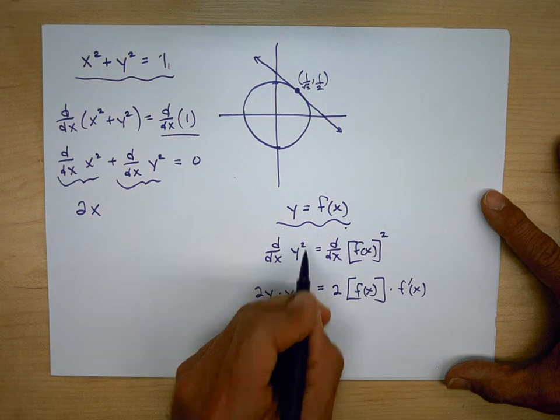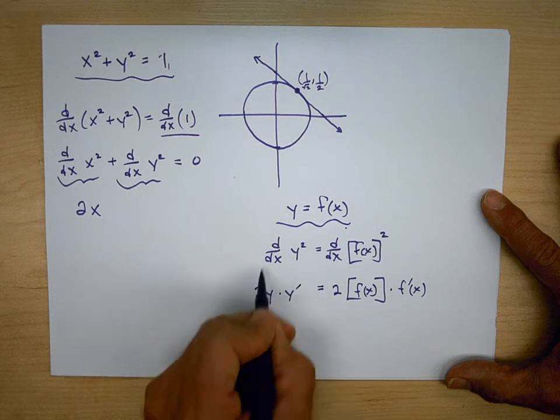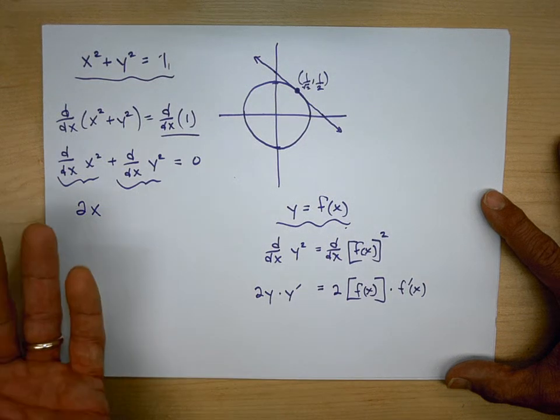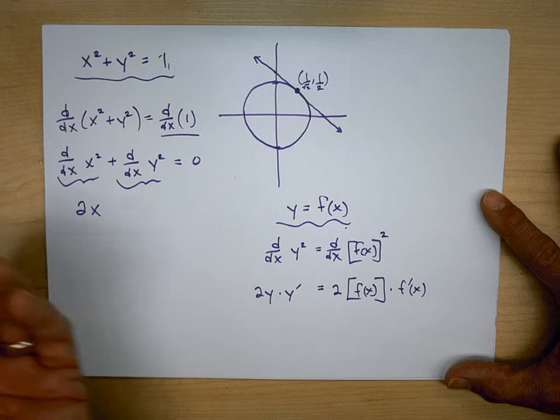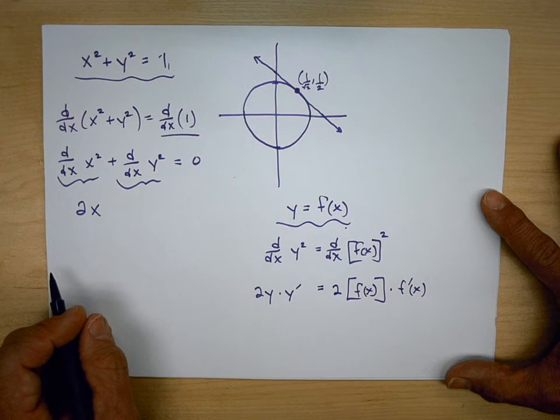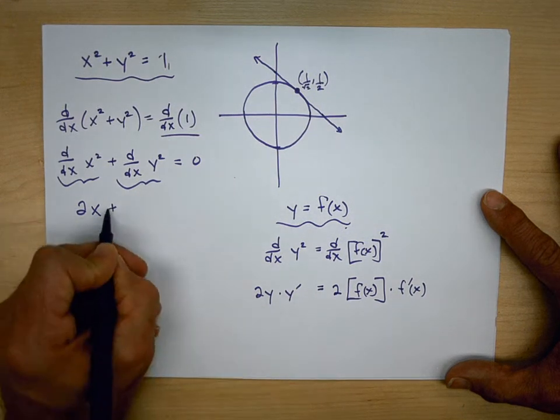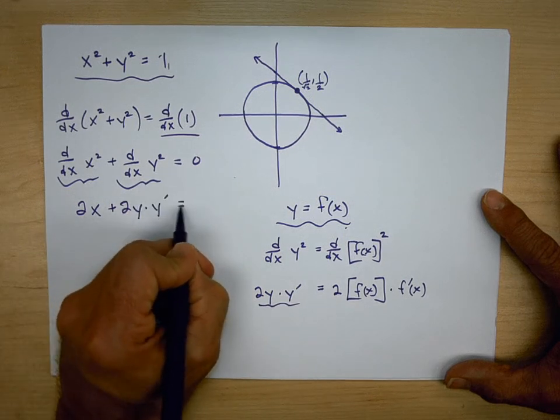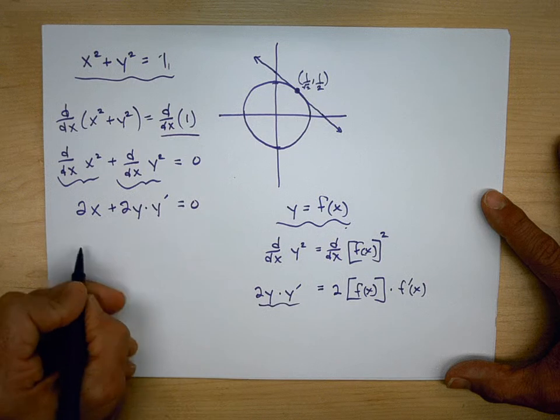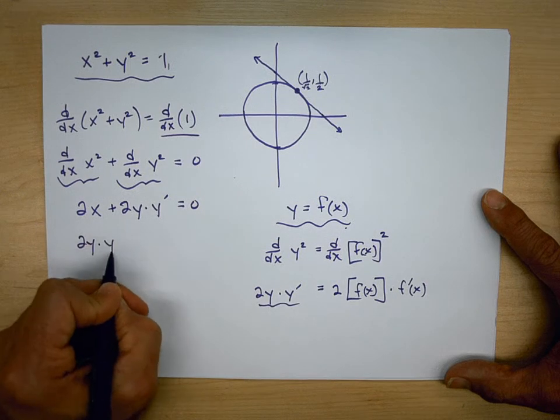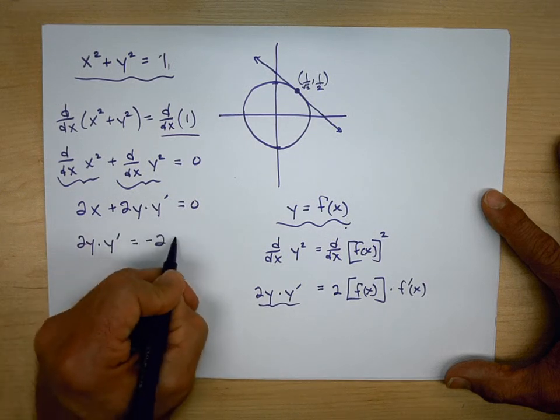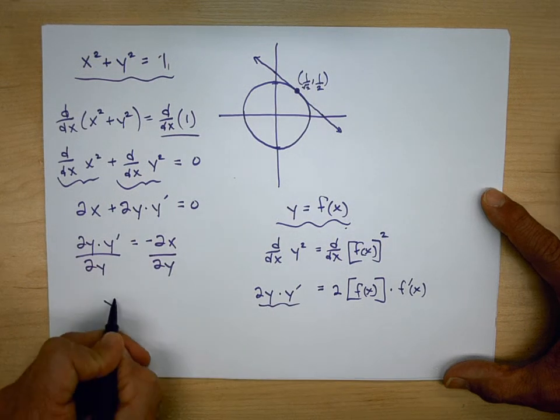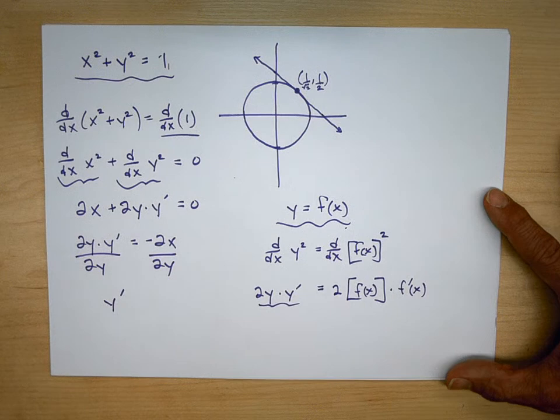We have some function being squared. So the outside gives us the 2y, but for the inside we have to multiply by y prime. We don't know what it is, but we just write y prime because we know we have to multiply by the derivative of the inside function. So we're going to add to this our 2y times y prime, and we have that equal to 0. Now let's subtract 2x from both sides, so I end up with 2y times y prime equals negative 2x, and then I can divide both sides by 2y. Notice what I'm doing is solving for y prime. I'm solving for my derivative.